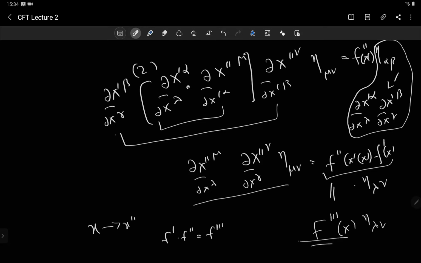Okay, so all three properties are satisfied. The identity is a conformal transformation, the inverse is a conformal transformation, and the composition of two conformal transformations is also a conformal transformation.